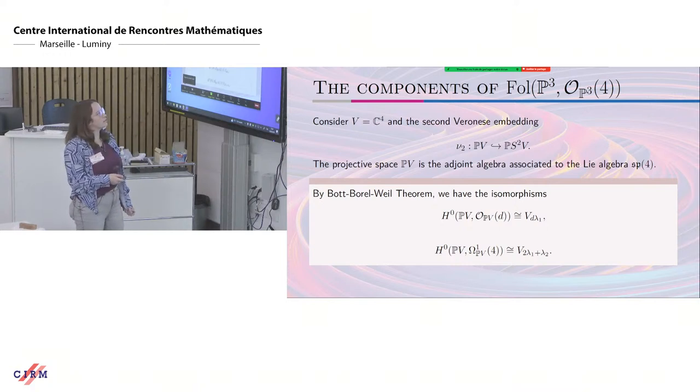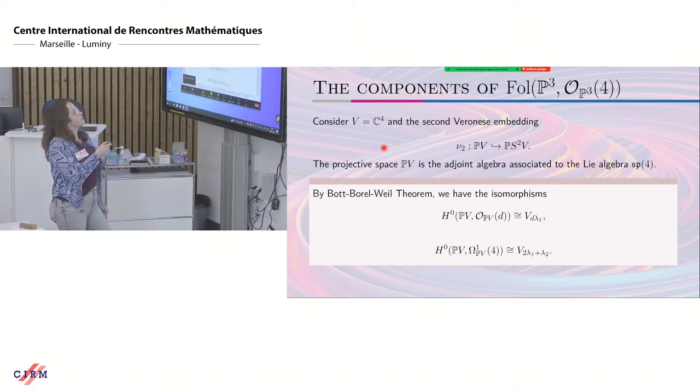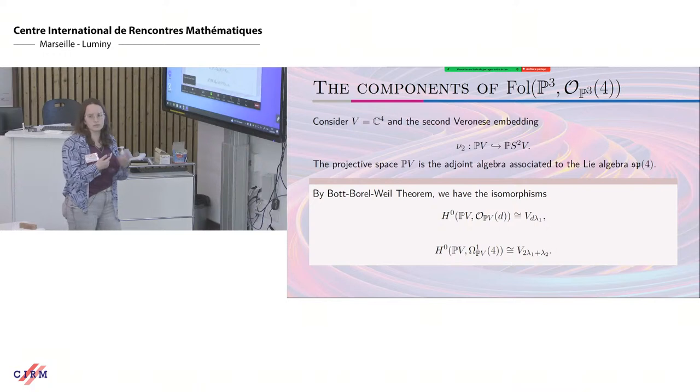So to do this, we compute the global sections of the sheaf. Let's start. V is the vector space C4, and then we consider the Veronese embedding of P3 into P9. Then the space P(V), which is P3, will be an adjoint variety under the action of Sp4. Computing the corresponding representation with this vector bundle O_P(V)(d), we can see that this will be the representation with highest weight d lambda 1. And the corresponding representation with this other vector bundle will be the representation with highest weight 2 lambda 1 plus lambda 2. So we want to see inside this vector space how we can describe the space of the components.